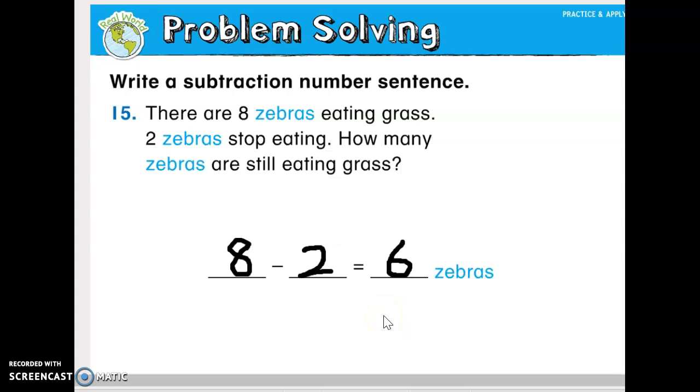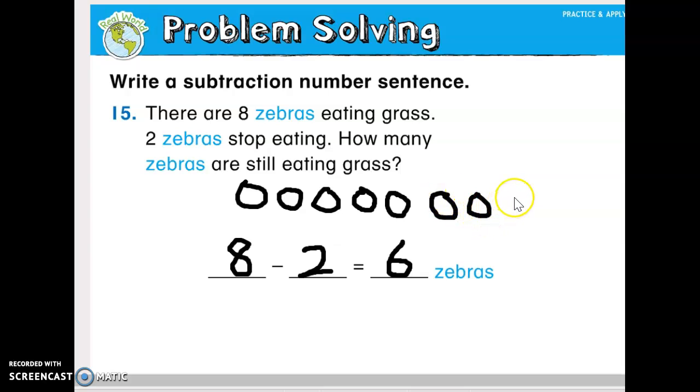All right, and sometimes if you want to make a picture for yourself, you can do that too. You can always make a picture for yourself of what you're doing. So if you want to make something like this, you could say, this is my 8 that are eating. And then if we take 2 away, we can X off the ones we want to take out. And for the difference, you're just going to count how many are left. And 6 is the number of circles that are left. Okay, we're going to move on to the next problem solving.